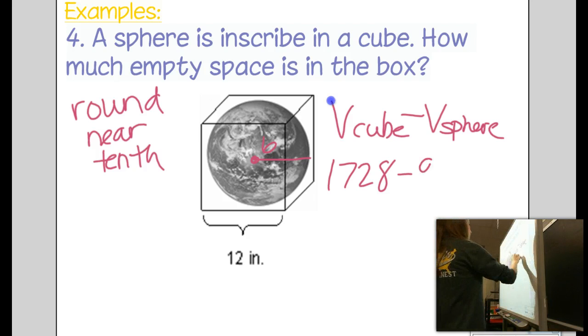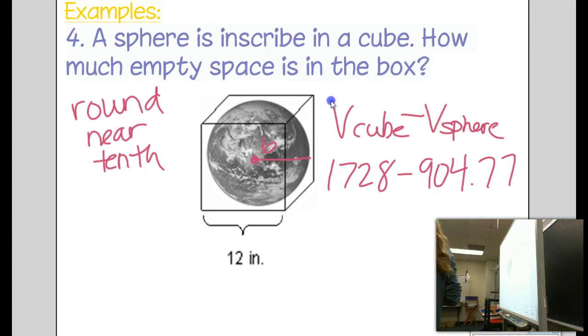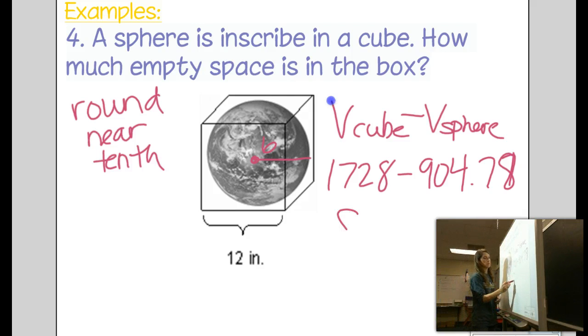904.78. So now all we have to do is subtract these. Remember we're finding the empty space. Here's how much that takes up. We want to know the empty space. So you subtract them, and Brett's going to tell us his final answer. 823.22.